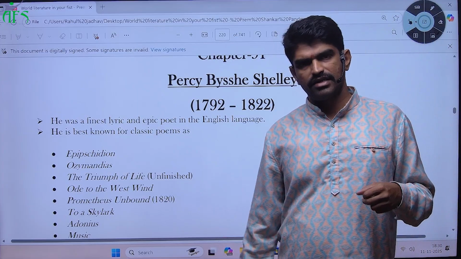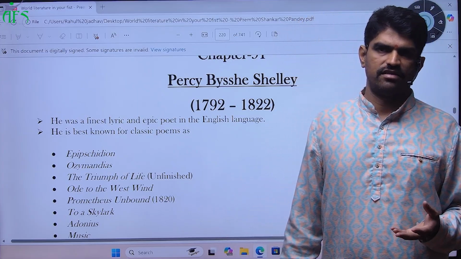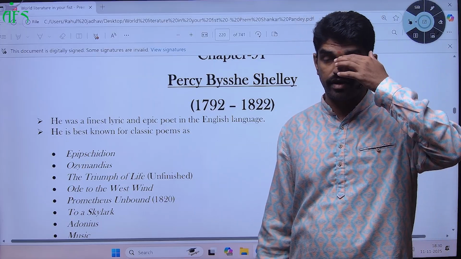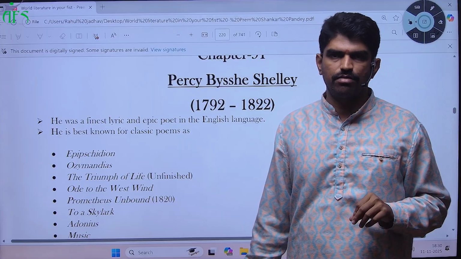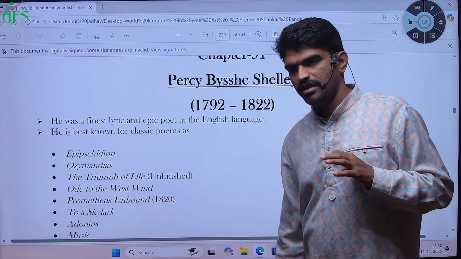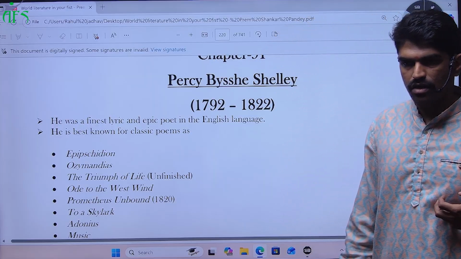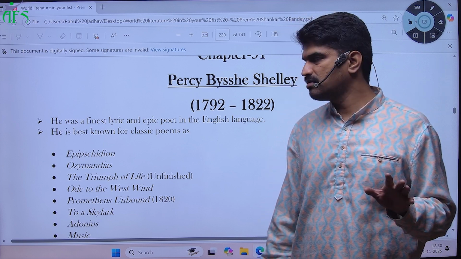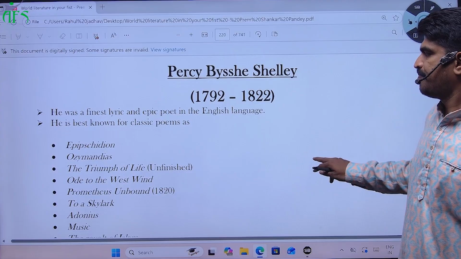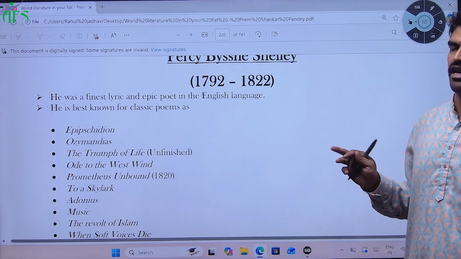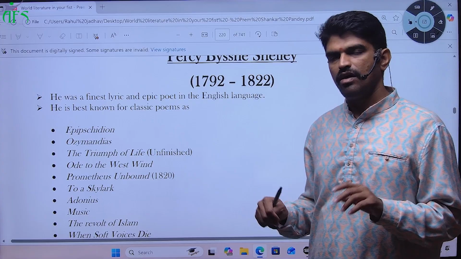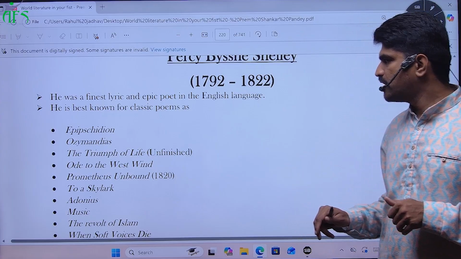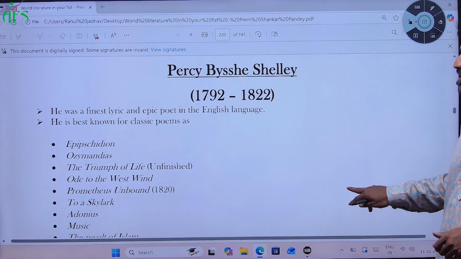P.B. Shelley was an atheist, and Wordsworth was a pantheist who believed that God is present everywhere. Shelley was completely opposite to that. Yet the romantic notion of God that emerged in the Romantic period could be seen finely handled by none other than P.B. Shelley. He was best known for his classical poems and his elegies, very particularly the way he wrote them. So let's go and talk about Percy Bysshe Shelley.